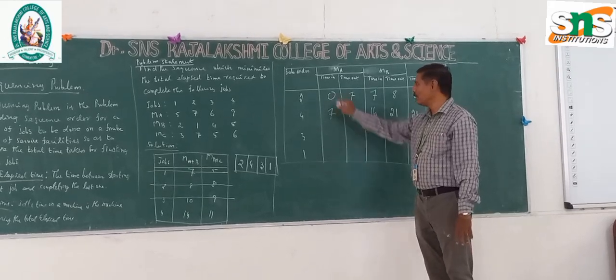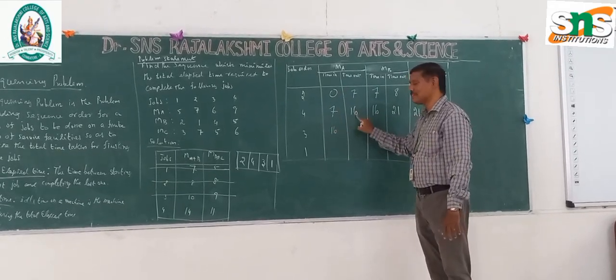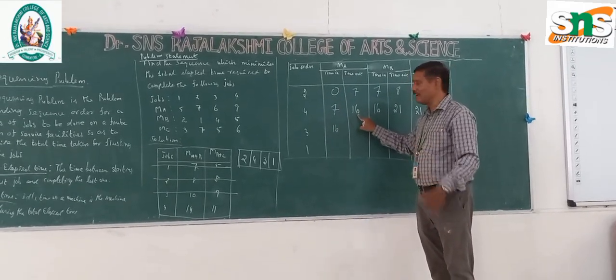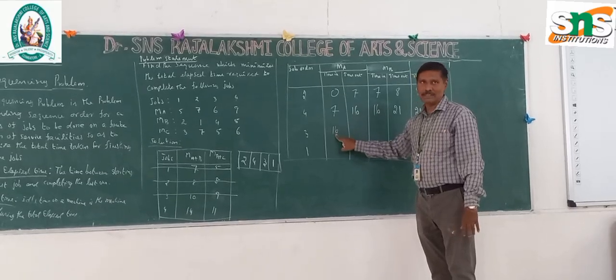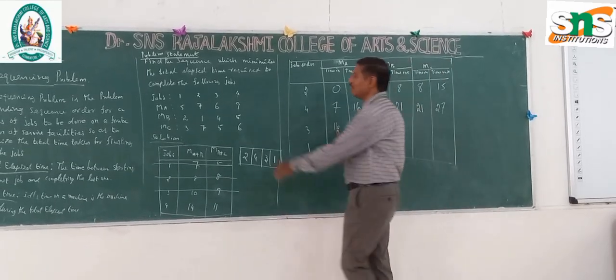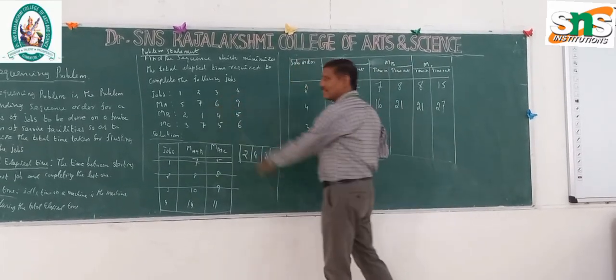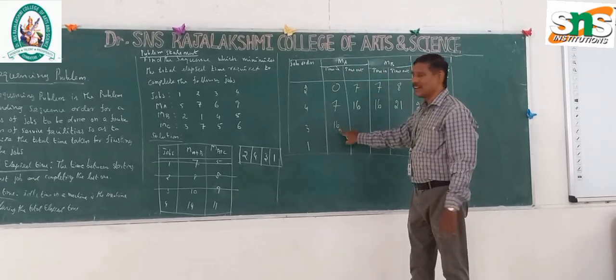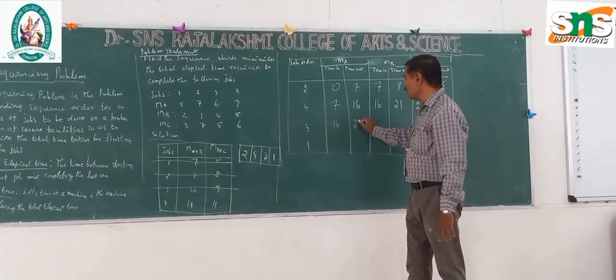So the third work on machine 1 starts after 16 hours, because the previous one is running until 16 hours. So we start the work at 16 hours. Then when we complete the third job on machine 1, it takes 6 hour duration. Already we have 16 hours, so 16 plus 6 is 22.